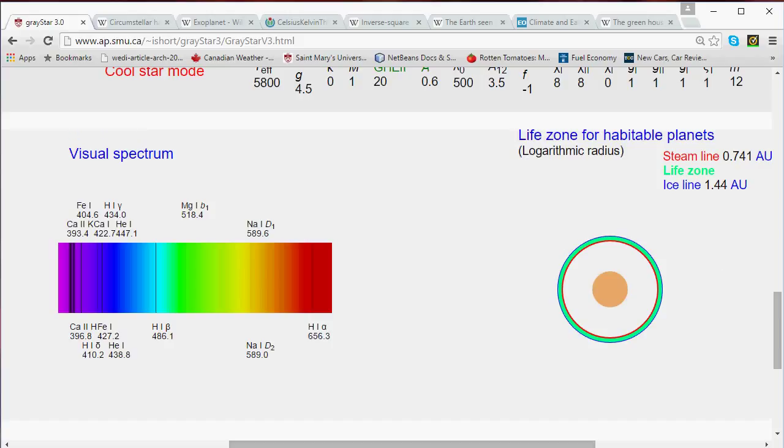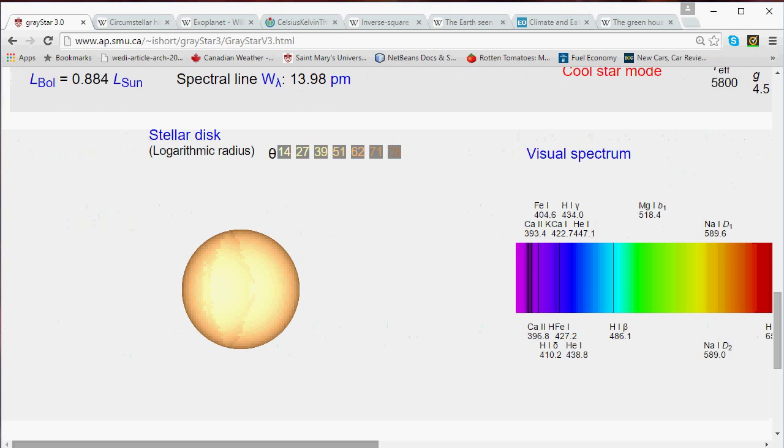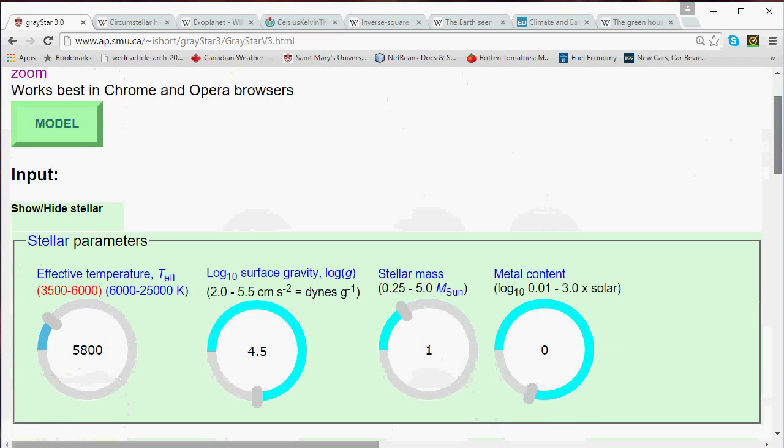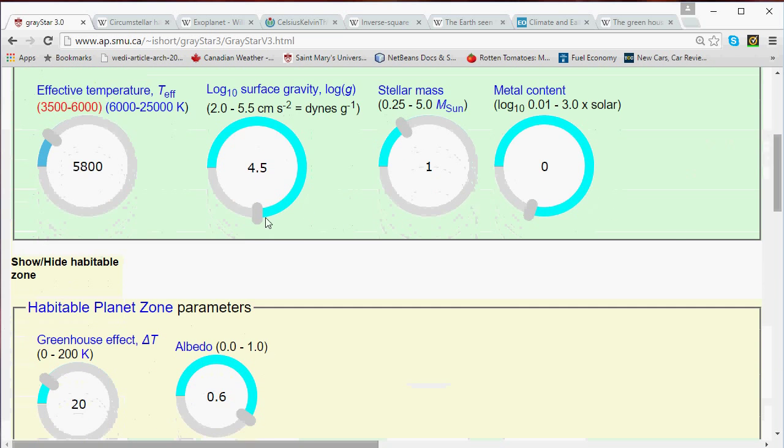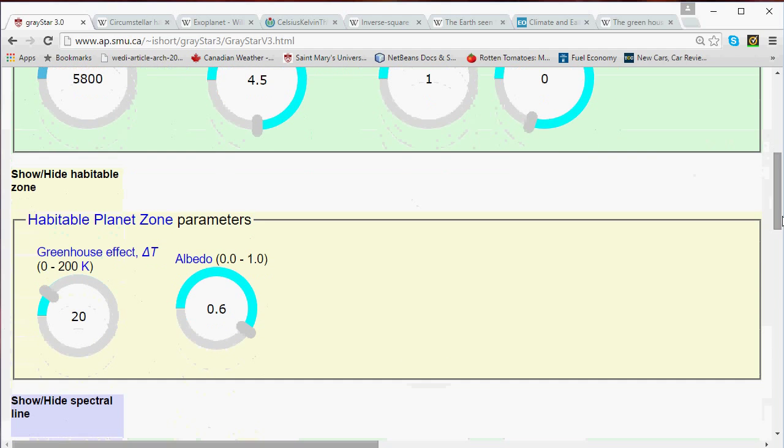So note that the location of the circumstellar habitable zone does depend on all of these properties that we just experimented with. It depends on the effective temperature of the central star, the surface gravity, and thus the radius of the central star, and it also depends on the greenhouse effect and on the planet's albedo.